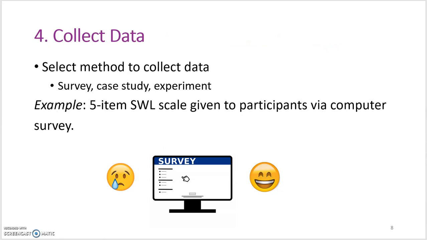Related to this, I need to decide how I'm going to design the study and collect the data. So there are many types of studies to choose from, which we'll talk about in the next lecture. And in this example, I would use a correlational study and collect the data from participants via an online survey.